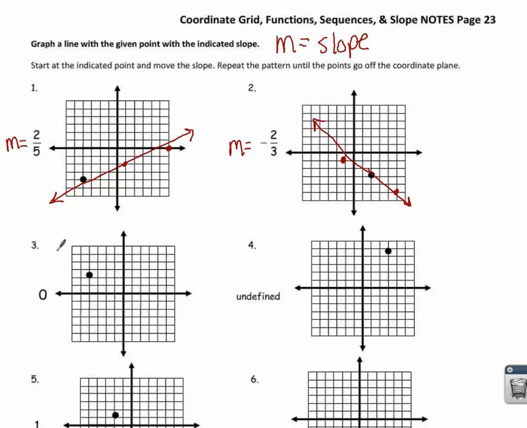Remember in the previous page, we talked about a 0 slope and how they were always horizontal. So I have my point. I'm just going to draw my line straight across. Where if the slope is undefined, I'm going to go through my point and it's going to be a vertical line because it's undefined. Pause the video, try 5, 6, 7, and 8.